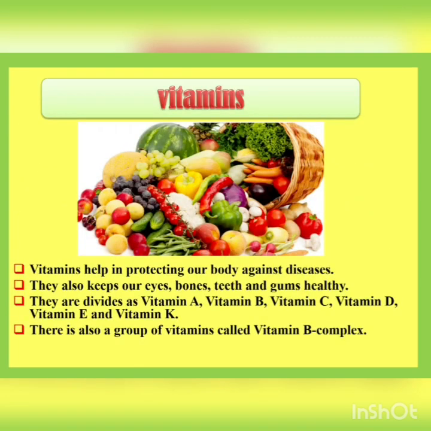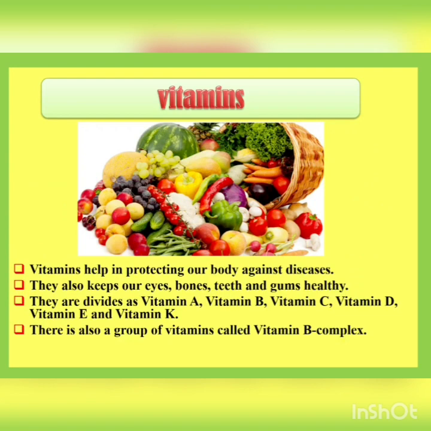Okay, the next type of nutrients is vitamins. Vitamins are a group of nutrients which are required by our body in very small quantities, but these small quantities are very important for a number of functions in our body. Vitamins help in protecting our body against diseases. Vitamins are also essential for the growth and maintenance of the body.